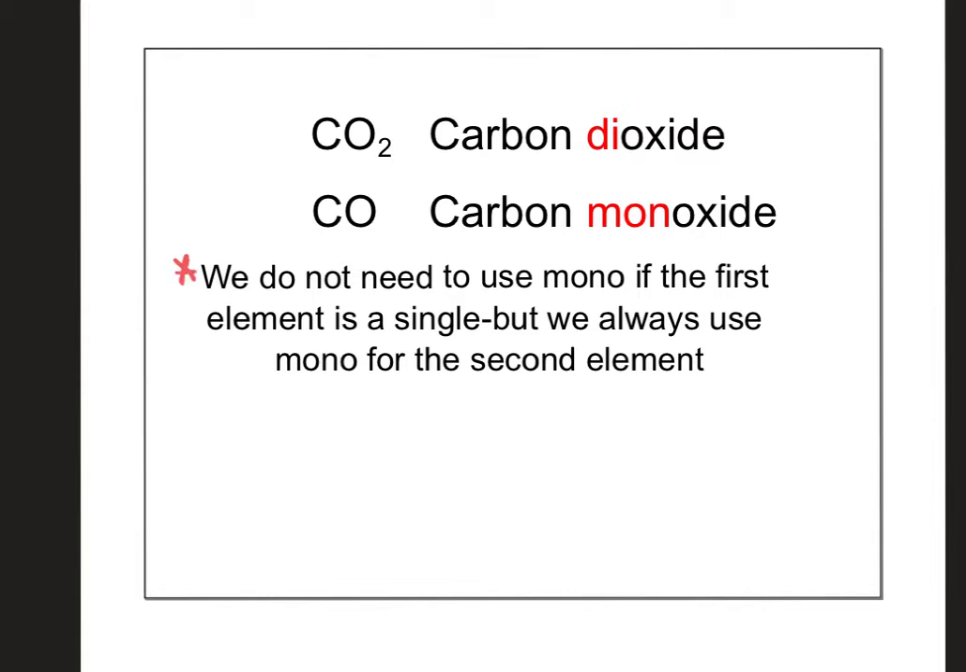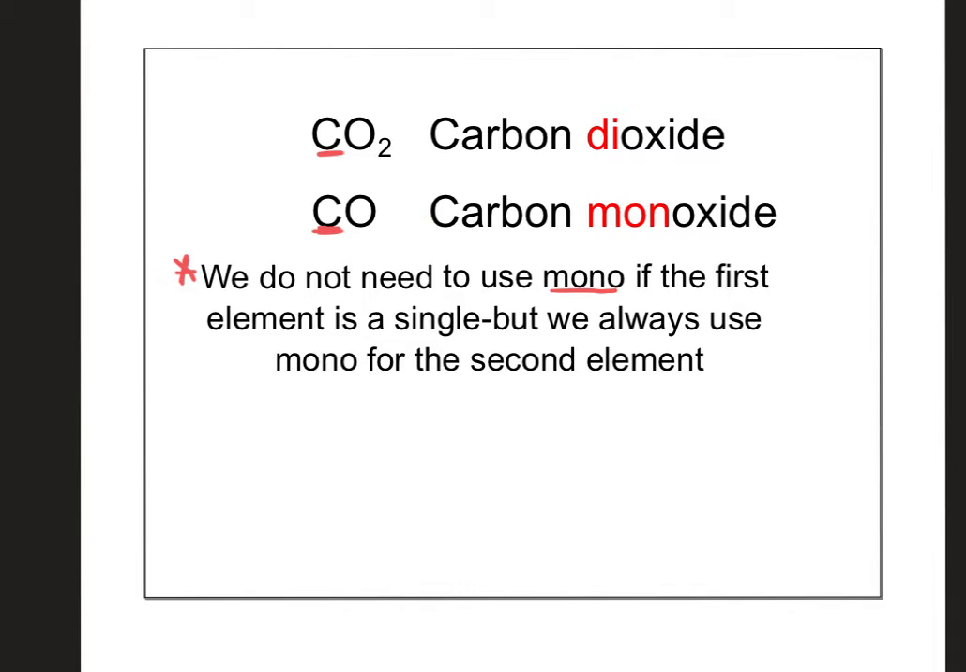We do not need to use mono as the prefix if it is the first element. So if the first element only has 1, like this and this, we do not put a prefix on the first one. But if the second element has 1, we will use mono as our prefix. So this one, instead of just carbon oxide, is carbon monoxide because we put that prefix on the oxygen. You are allowed to put prefixes on the first element unless it's mono, then you skip the prefix.